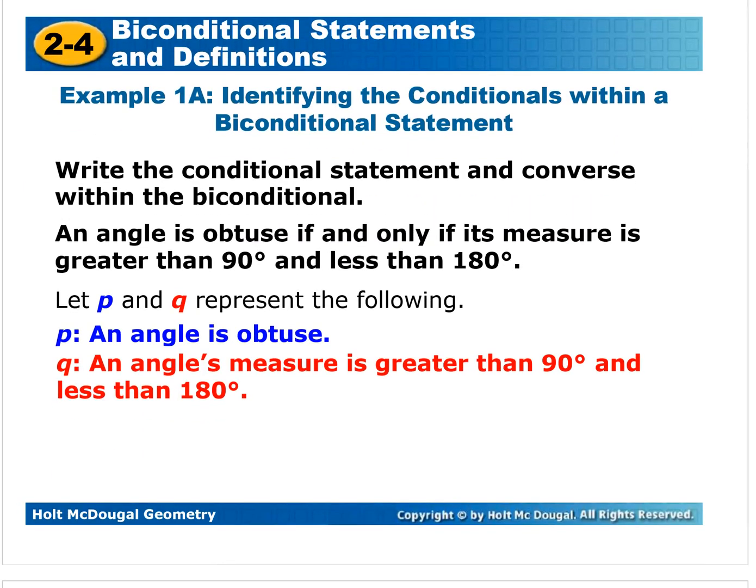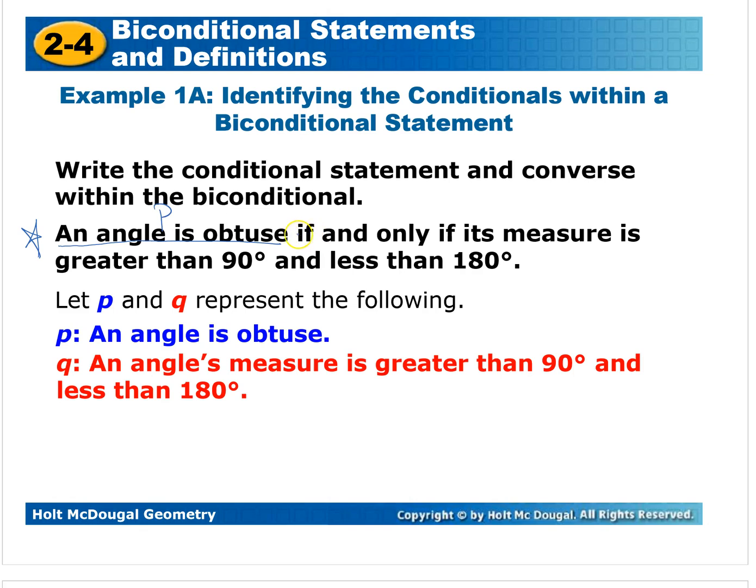So we're going to write the conditional statement. So we have here a biconditional. We're going to write the conditional statement and we're going to write the converse. So we need to first figure out what our P and our Q are. And you see that they're already on the screen there. But our starter is always our hypothesis, our P. So an angle is obtuse, P.